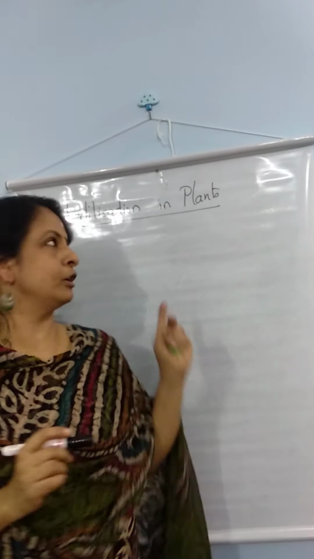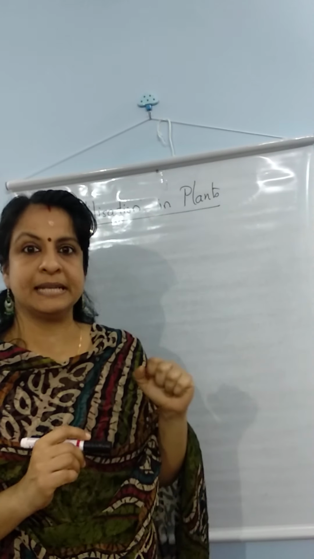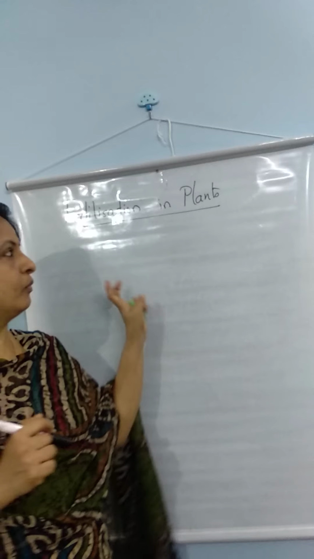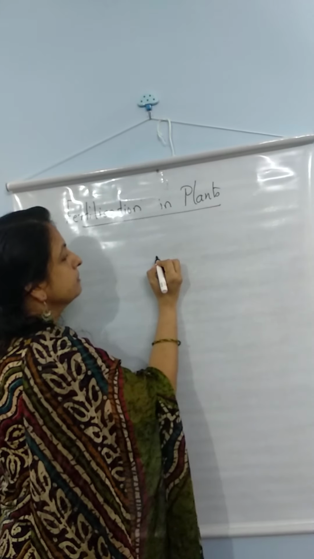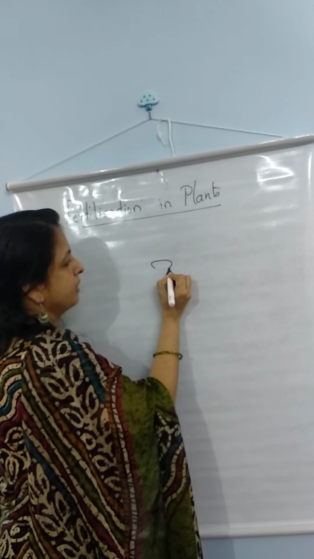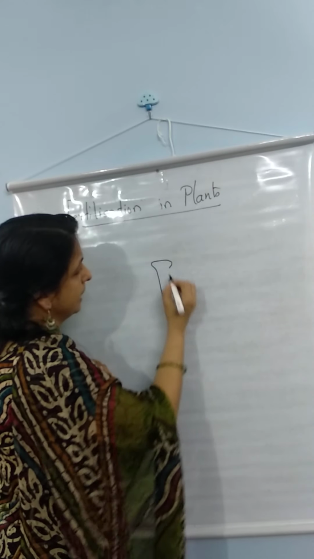Next is the most important topic, that is fertilization in plants. Now there also we have to study with a picture. So this is the female part of the flower. I'm going to draw in an enlarged view like this.